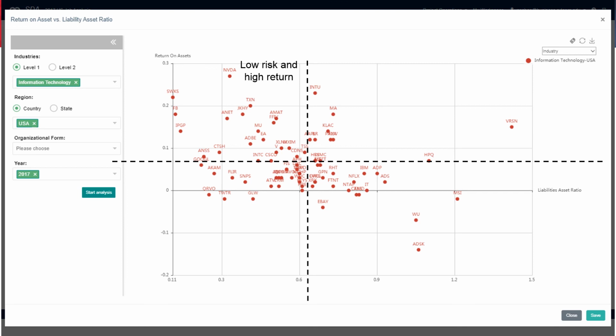High risk and high return, for example, Apple and MasterCard. Lower risk and lower return, such as Google and Corning. And high risk and lower return, which are Motorola and Netflix. Companies in the last category may find it hard to survive.